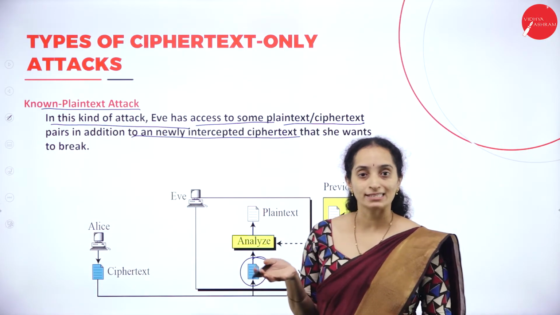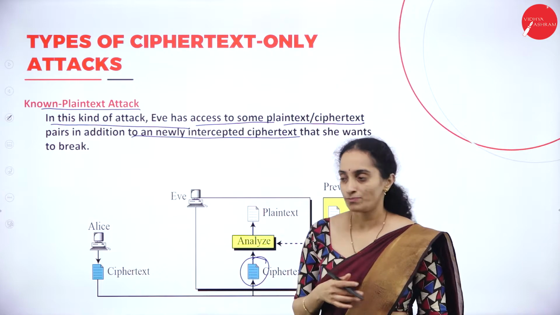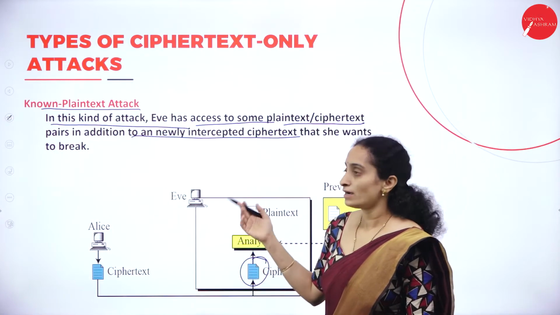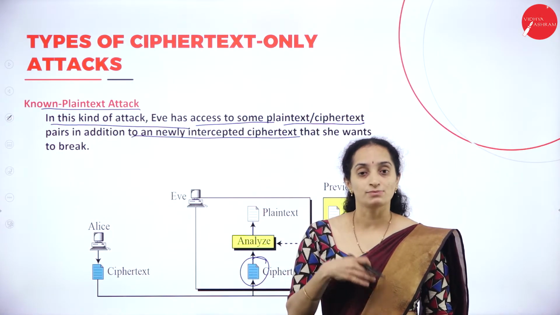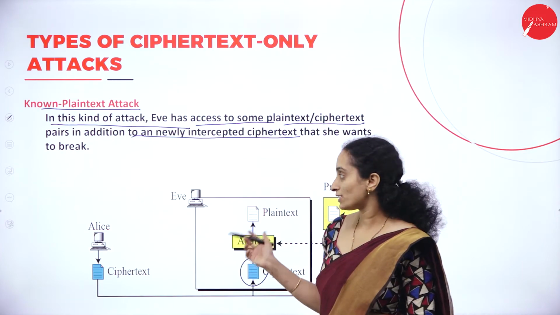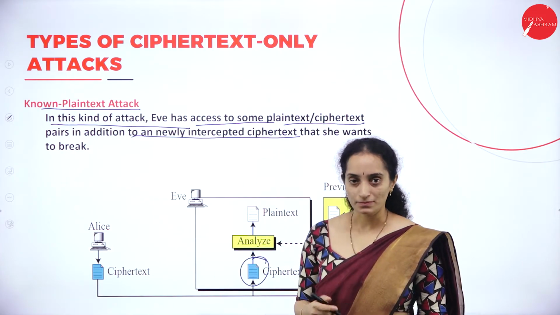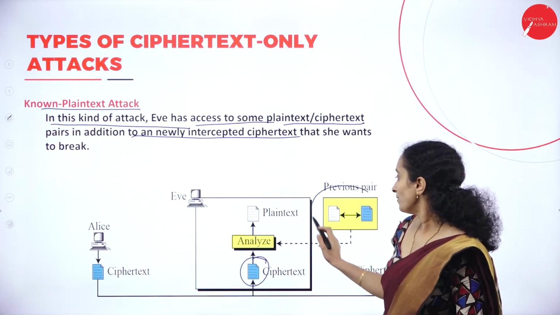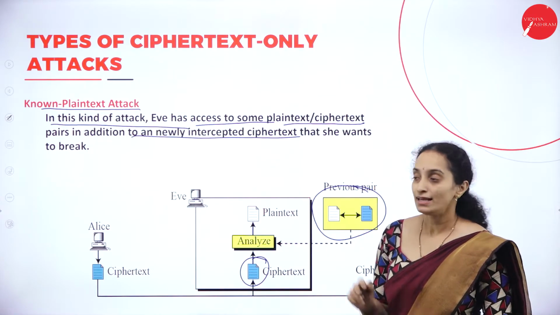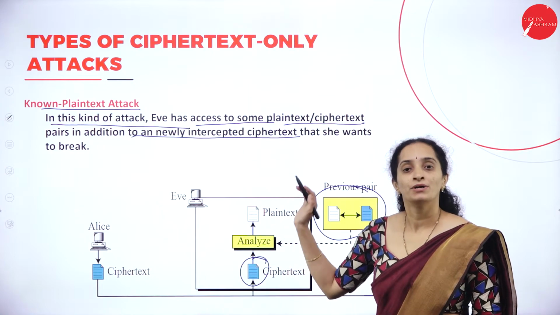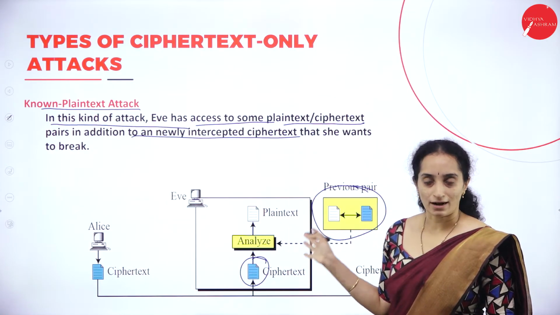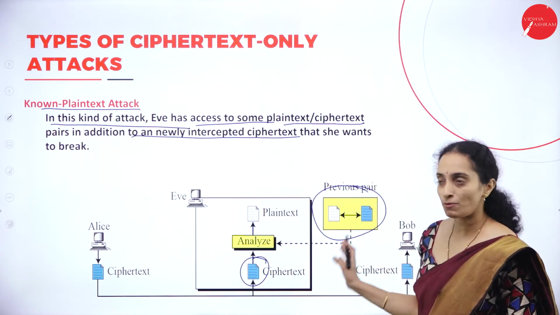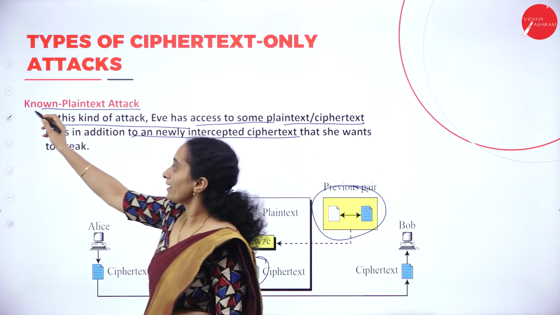Sometimes you have sent a message previously, or 2 days ago. She has got a pair of plain text as well as the ciphertext. You will send the same message once again after 2 days. Now she has a set of plain text and ciphertext. She will match the next new ciphertext with the old pair of plain text and ciphertext. This time it will be easier for her to assume the data or predict the message Alice had sent to Bob, which is called a known plain text attack.